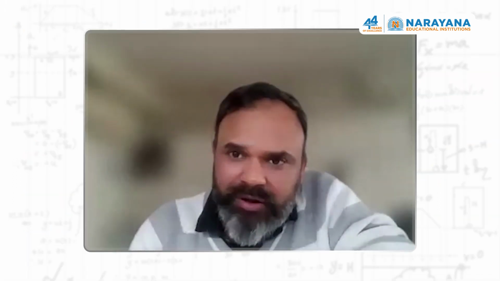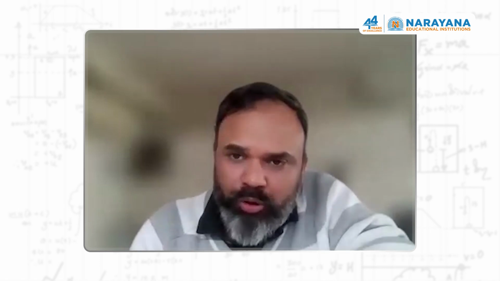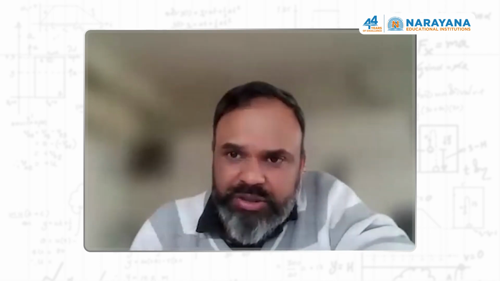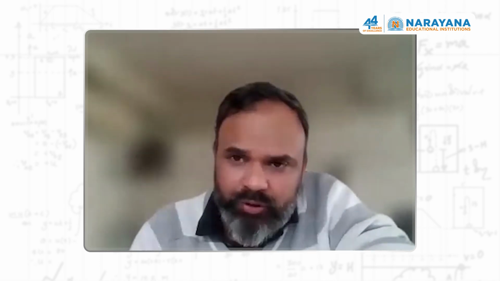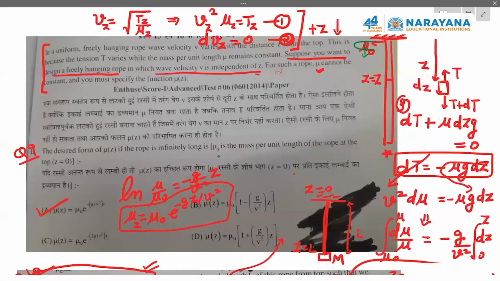When an external agent lets a pulse move from top to bottom, the pulse will change its speed on the basis of the tension and the density. So it's like root of tension upon linear mass density at different z locations. He said that I will devise such a hypothetical rope where v will remain a constant.